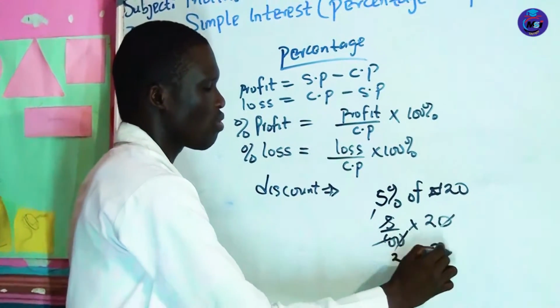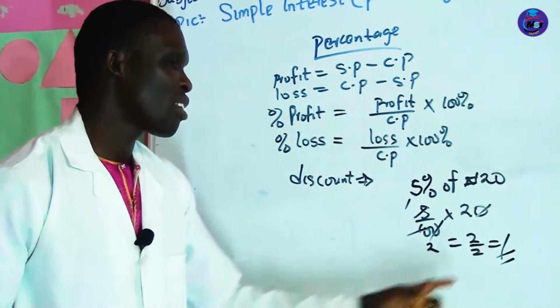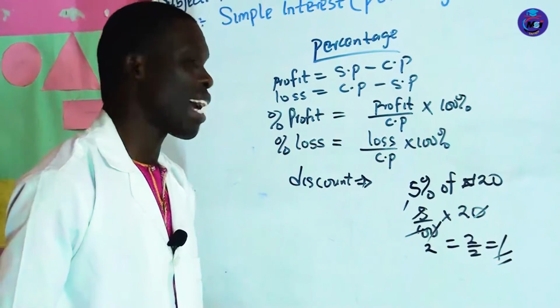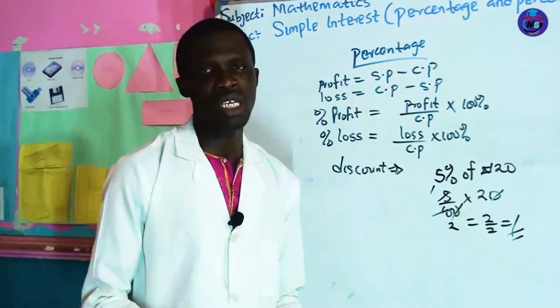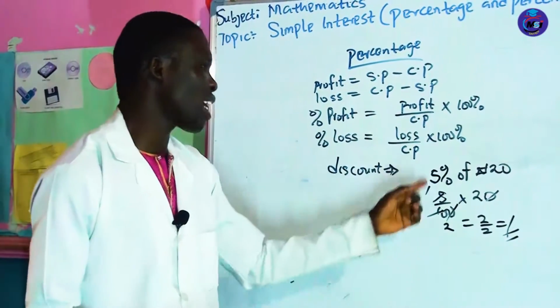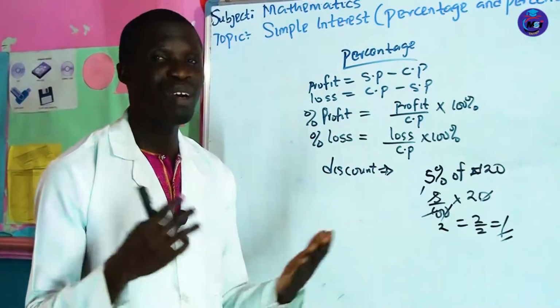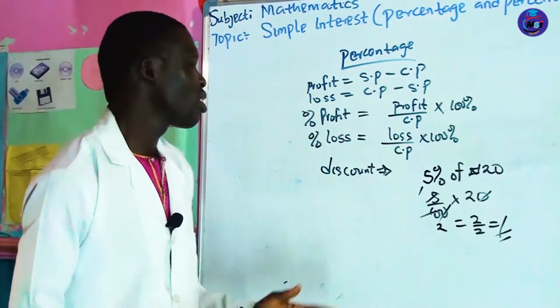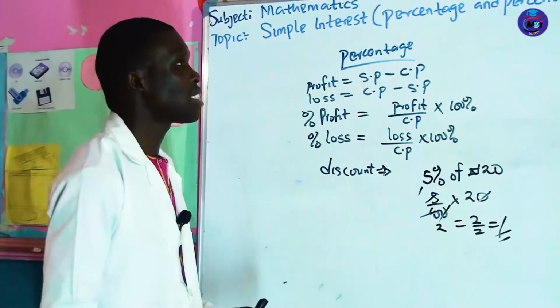That is 2 divided by 2, which is 1. So that means I'm giving 1 naira. Instead, for me to sell this 20 naira item, I can tell you, bring 19 naira. I'm going to sell it. So that means I gave a discount of what? 5%. I have reason for saying this because we are still going to use some of these terms when we are solving questions on percentage.